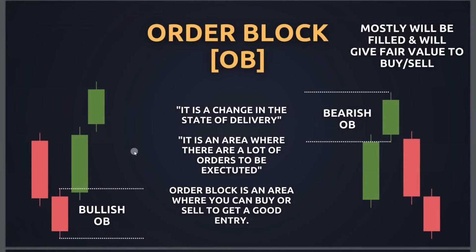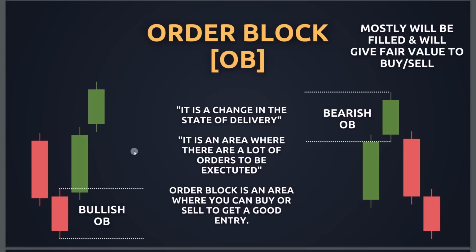We also have order blocks, and it's another way to enter a trade. So we know that fair value gaps can be used to enter a trade. Order blocks are also the same. Some people say change in the state of delivery. Some people say it's an area where there are a lot of orders to be executed. In my opinion, and just to make it simple, because this is a beginner's guide, I would say an order block is an area where you can buy or sell to get a good entry.